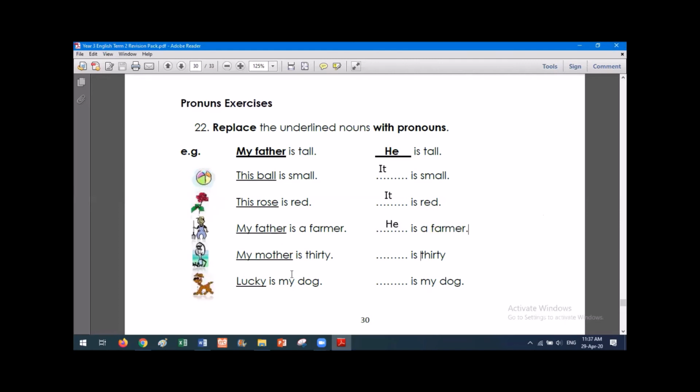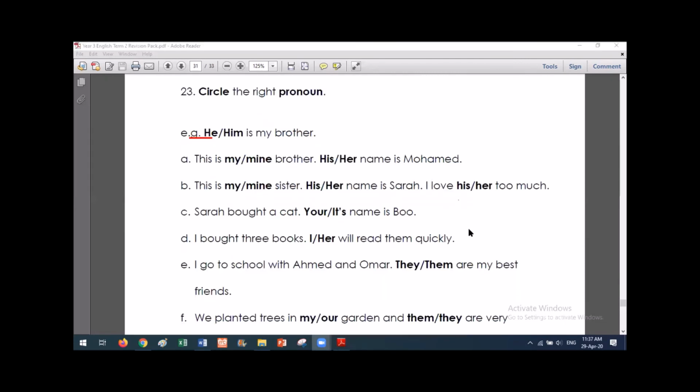Next two, I'm going to get you guys to finish that one by yourselves. So we have my mother, which pronoun is my mother, and Lucky is the name of a dog. So that means, what is this pronoun here? Okay, guys, so let's finish those ones for homework. Number 23, we're going to circle the right one.